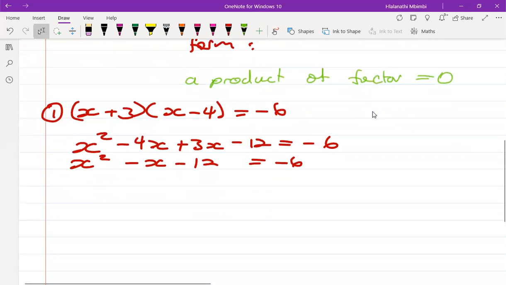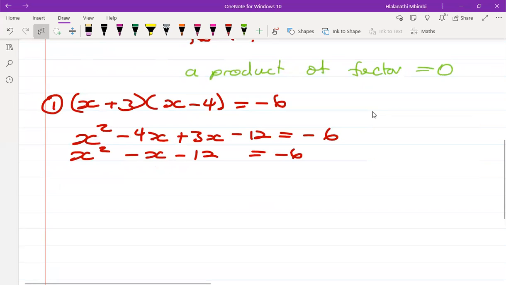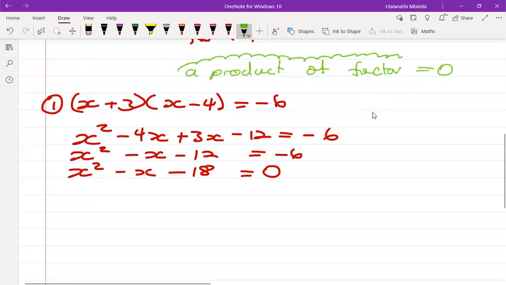Now we need to take the minus 6 to the other side. So we have x squared minus x, this is going to be minus 18 is equal to 0. Now we are good. However, this type that we're dealing with says a product of factors, so we must have a product of factors equal to 0.